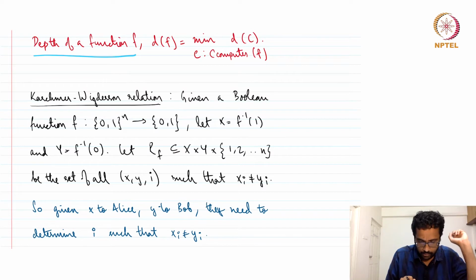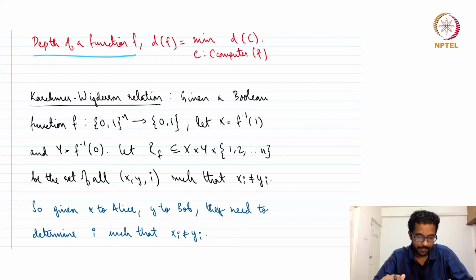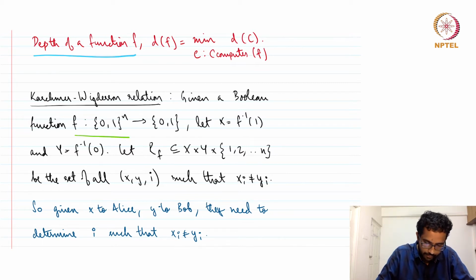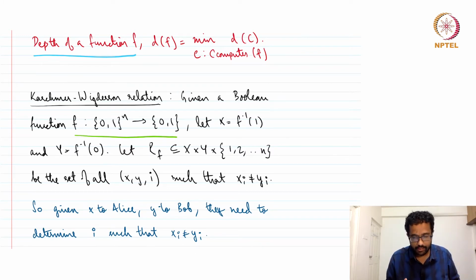Now let us define the crucial relation that will help connect communication complexity of relations and circuit depth of circuits. Given a Boolean function on n bits, we will define what is called a Karchmer-Wigderson relation. This is because it was first seen in a paper by Karchmer and Wigderson.